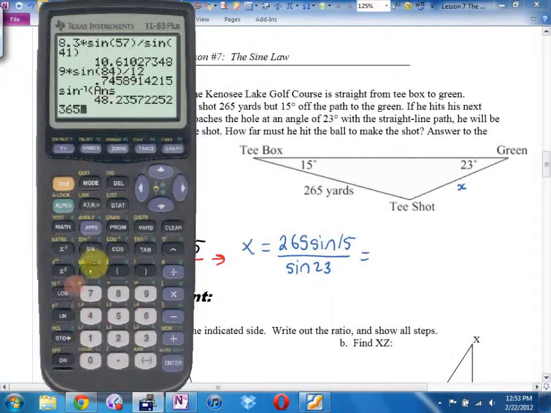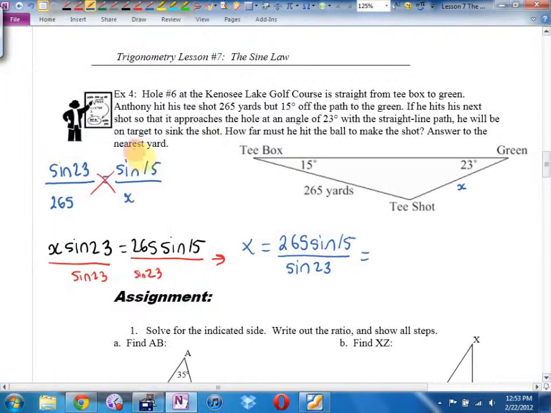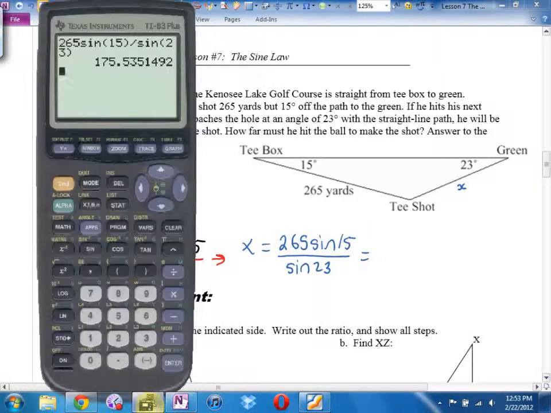265. How about 365? 265 sine of 15. Yeah, I wish I could hit at 365 yards. Divided by sine 23. So it's Tiger. 175 point, you know what? Answer to the nearest what? Yard. 176 yards.